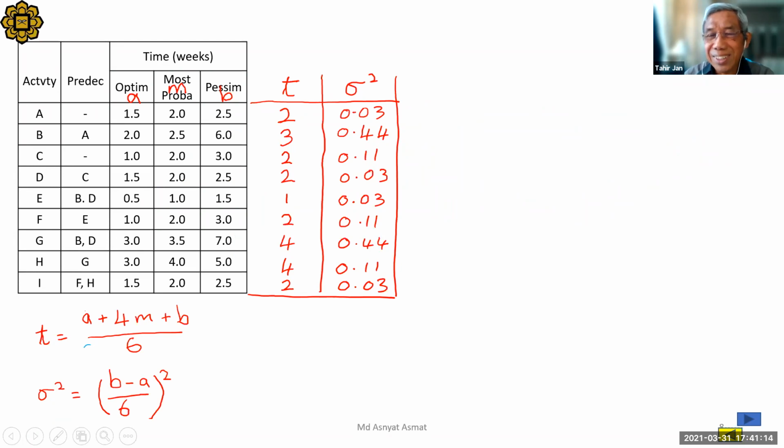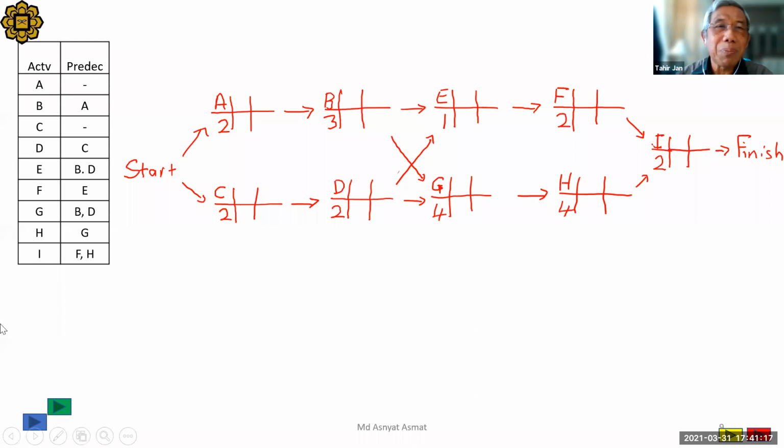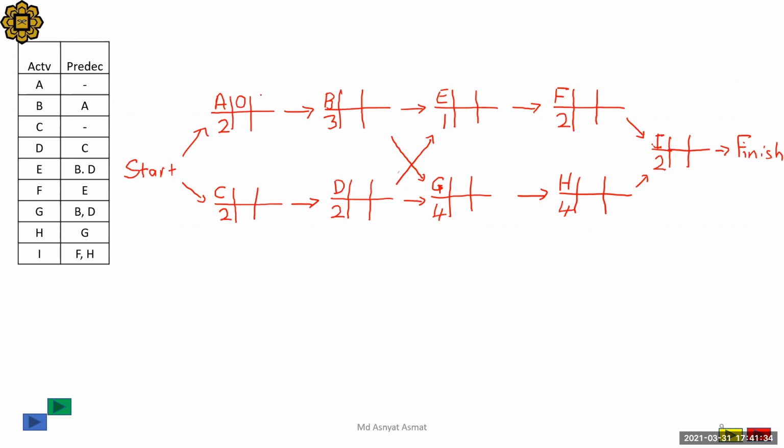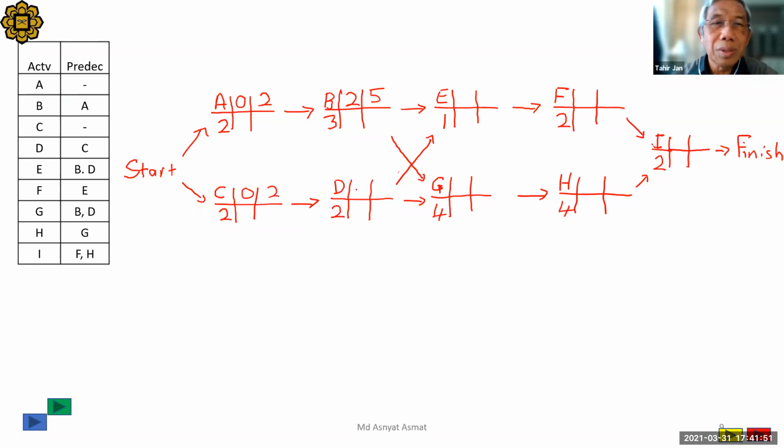If we are happy, let's do as usual the forward pass. I think you can do it on your own. Okay, never mind, otherwise I cannot see your work. I do it together. Start 0. Early start 0, early finish 2. B, early start 2, early finish 5. C, 0 to 2. Then D, 2 to 4.